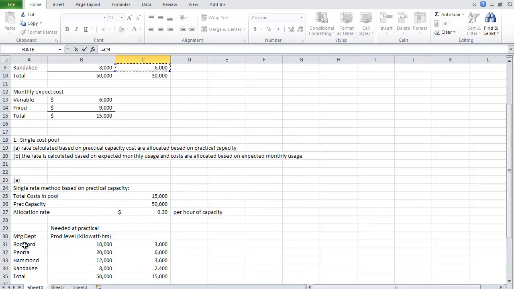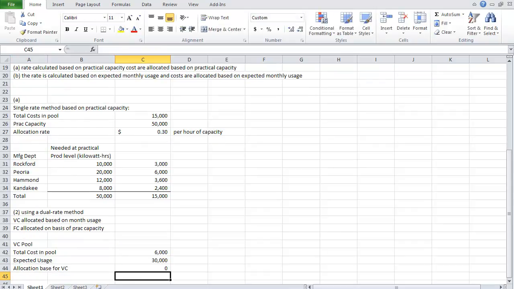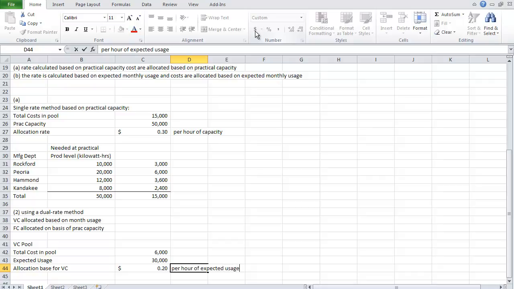So in this case, our expected usage is 30,000 kilowatts. And we'll calculate an allocation base for VC, variable cost, and we'll take 6,000 divided by the 30,000, and that gives us a variable allocation base of 20 cents per kilowatt hour, per hour of expected usage.